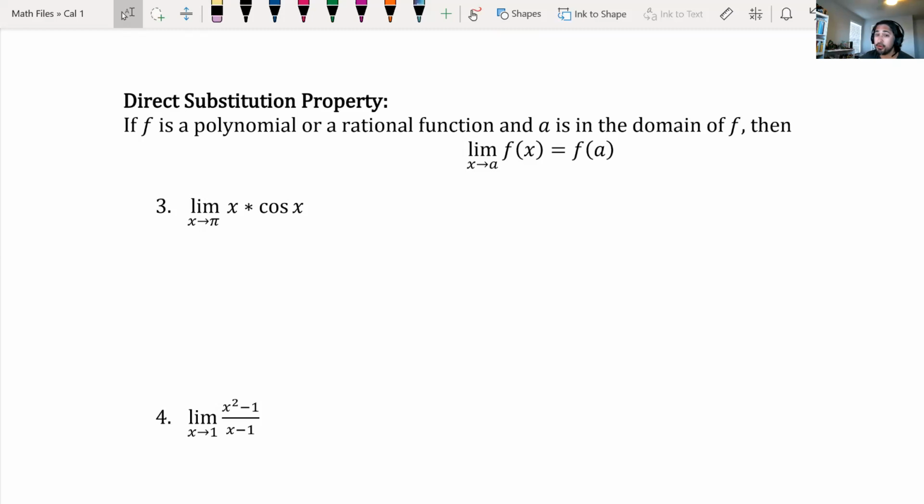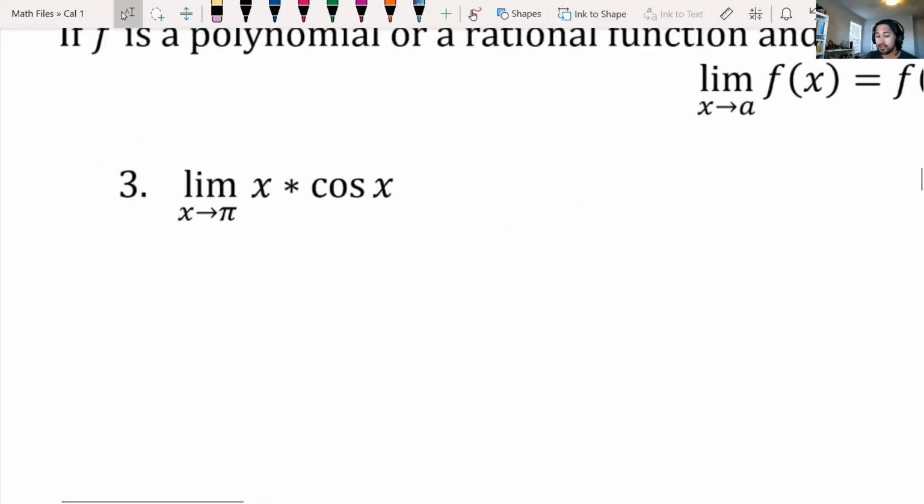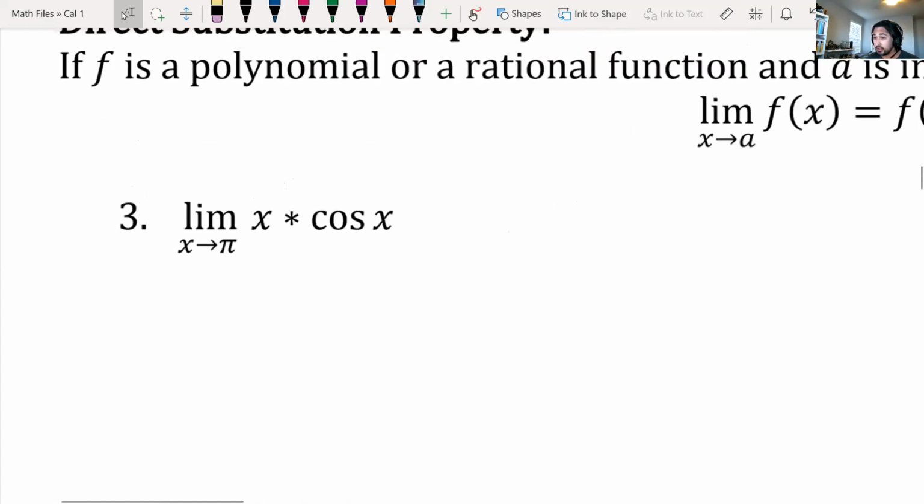So polynomial functions are all go. You'll plug in that number and you'll simplify. Rational functions, we must be careful on plugging any number in. And we'll see that on these next 2 examples. So for number 3, we're going to apply this direct substitution property like we've been doing.